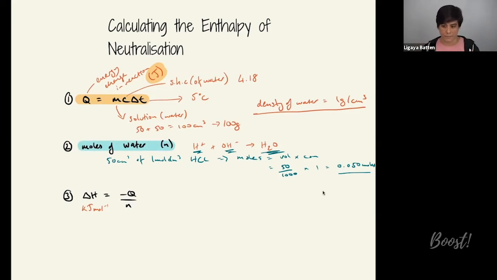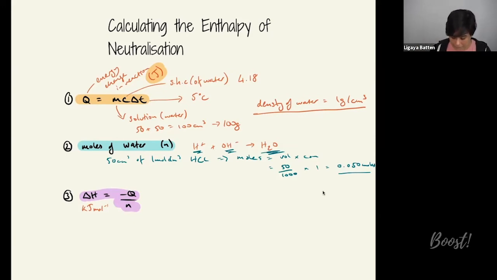So now we have a value for Q, which we got from step 1, and you have a value for your moles, and you can put that into step 3 to work out your delta H. So the only thing to remember here is that Q, step 1, was in joules, and step 3, delta H, is in kilojoules per mole.